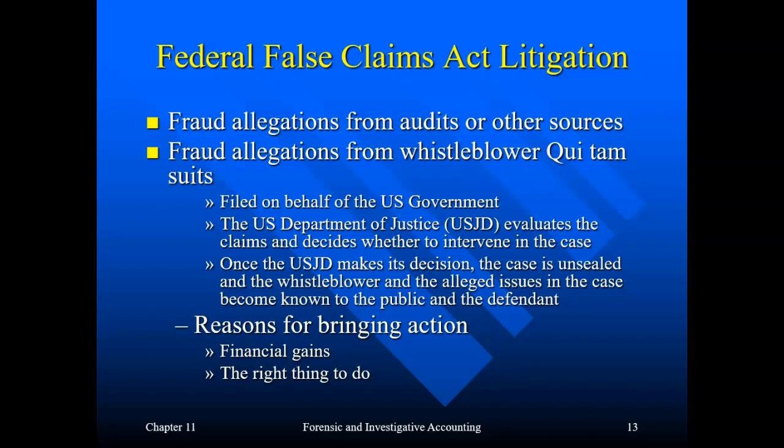It's filed on behalf of the U.S. government. And then the U.S. Department of Justice will evaluate the claim and decide whether it wants to take the case itself. It doesn't have to, but it might. And once the Department of Justice makes its decision, the case is unsealed. The whistleblower is known at that point publicly, as well as the alleged issues in the case. Now, the reason an individual might bring this, as a whistleblower, is for financial gain. They can be paid sometimes a percentage of the amount of the damages, or they might just feel like it's the right thing to do.